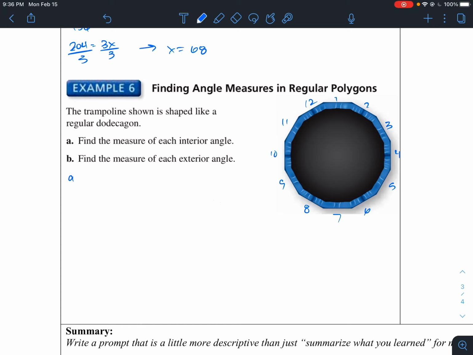Since we're using the interior angles, we need to use the formula that we had. We know that n is equal to 12, so we do 12 minus 2 times 180. That should be equal to 10 times 180, which is 1800. That's the sum of the interior angles. Now we want to know the measure of each interior angle. Since there are 12 angles, all I need to do is take the sum and divide by 12, and all of these are going to be equal because in a regular dodecagon all the sides are equal, which means the angles should also be equal. So 1800 divided by 12 is equal to 150 degrees. That's the measure of each angle inside.